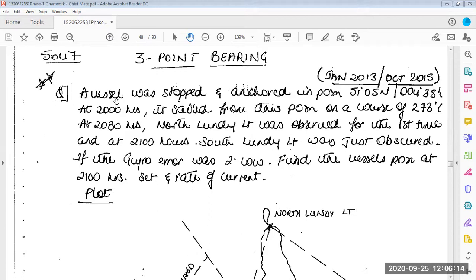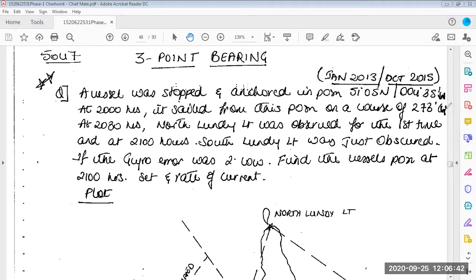It is a little bit tricky question which includes both 3-point bearing and obscured sectors of light, so you must know these methods before. This vessel was stopped and anchored in this position, 5105 N, 00435 W, and at 2000 it sailed from this position on a course of 273 degrees gyro.